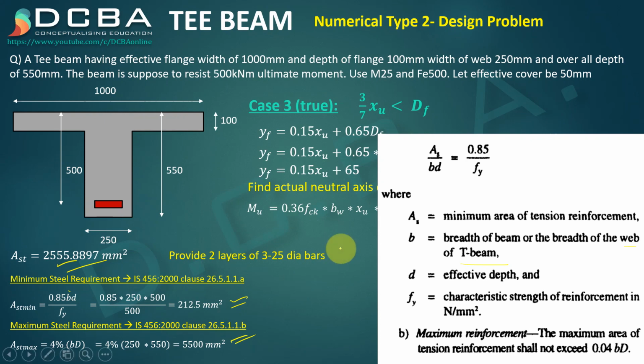So this was it for today's lecture, and we have completed our flanged beam sections. So we have completed the limit state of collapse flexure, and from the next lecture we will be starting with limit state of collapse shear.